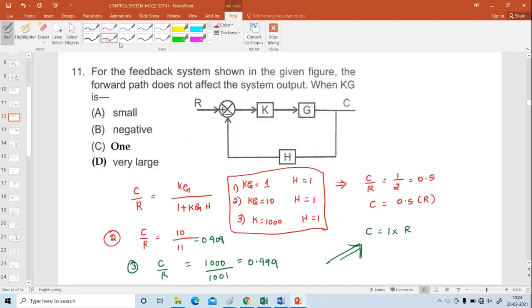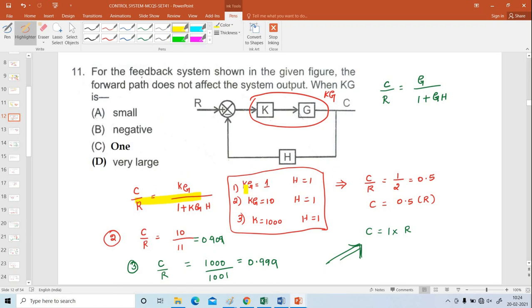Next, problem number 11. For the feedback system shown in the given figure, the forward path does not affect the system output when KG is. See in the block diagram, K and G are both connected in series. So what is the resultant block? The resultant block is KG. What is the feedback element? That is H. The formula is C by R is equal to G divided by 1 plus GH. Instead of G, we have KG. And KG divided by 1 plus KGH, that is C by R.